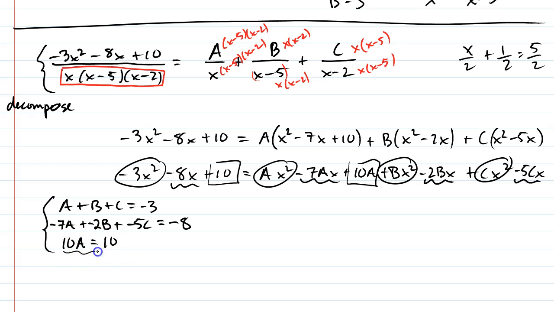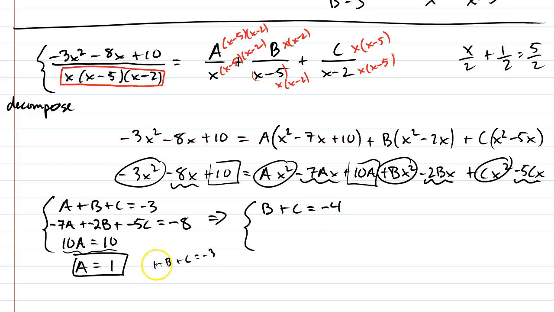Alright, now that last part is really nice because I can just solve that and get, well, a is 1. So I'm going to take this entire system here and I'm going to plug 1 in here. And then I'm going to think about this. If I have 1 plus b plus c equals negative 3, really it's b plus c equals negative 4. I'm subtracting the 1 over. Similarly, if I have negative 7 plus negative 2b plus negative 5c equals negative 8, I can add 7 on both sides. So this is going to be negative 2b minus 5c. And if I add the 7 over, I get negative 1.